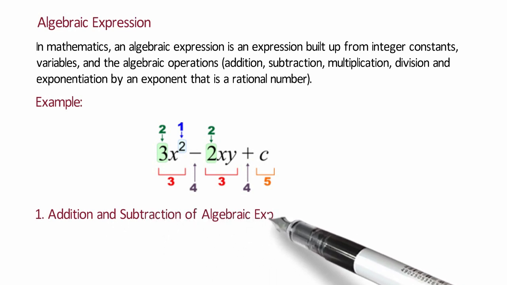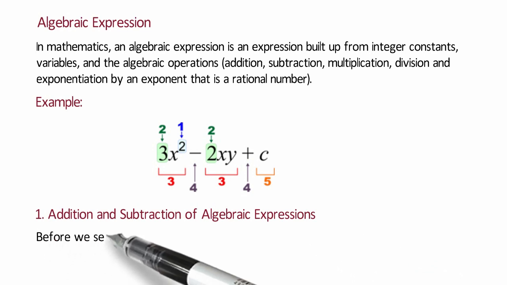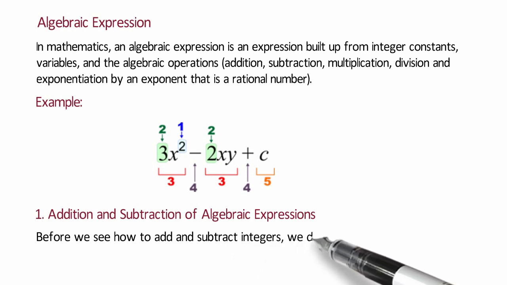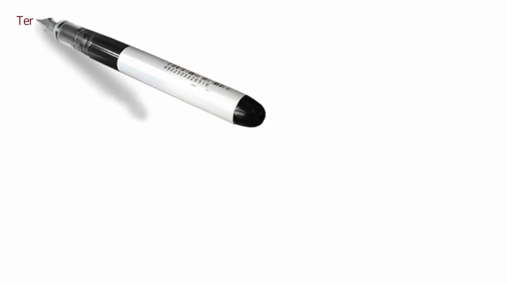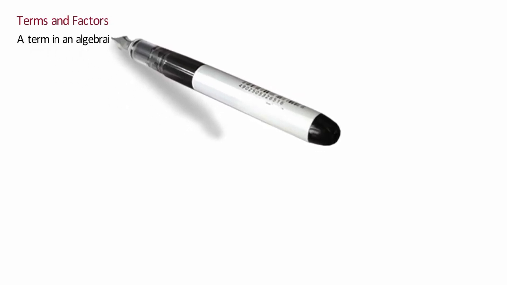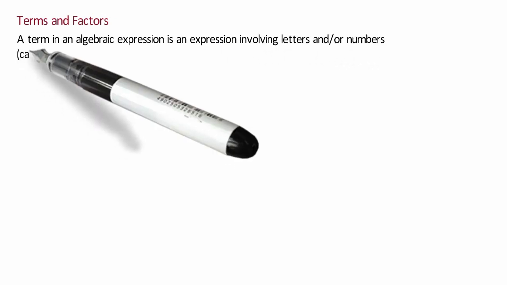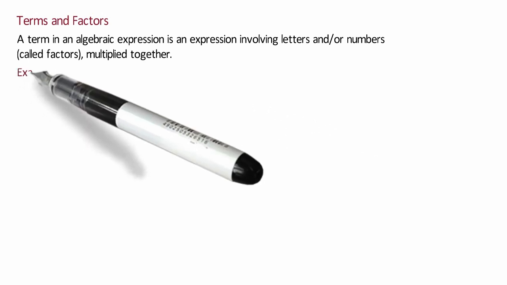Addition and subtraction of algebraic expressions. Before we see how to add and subtract algebraic expressions, we define terms and factors. Terms and factors. A term in an algebraic expression is an expression involving letters and/or numbers, called factors, multiplied together.